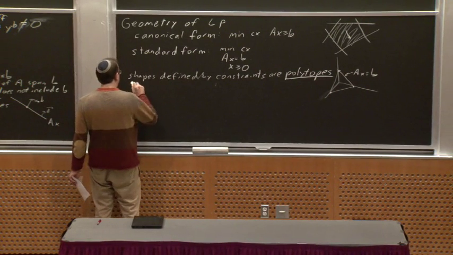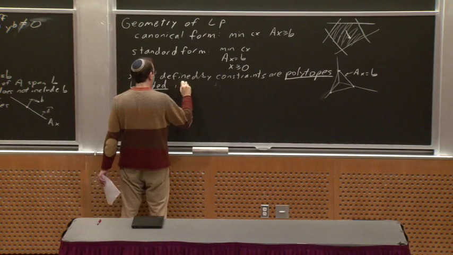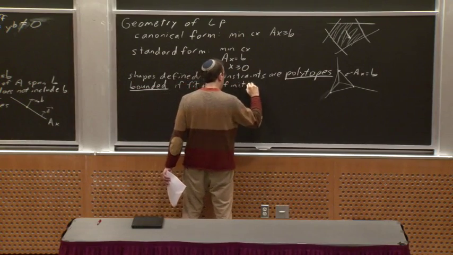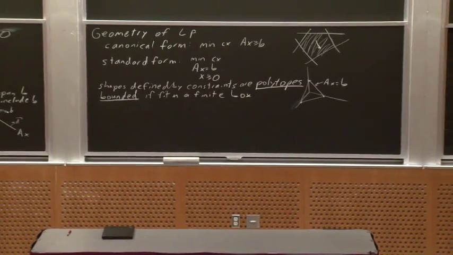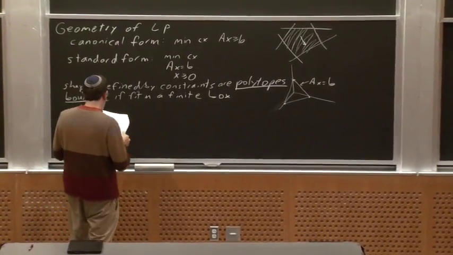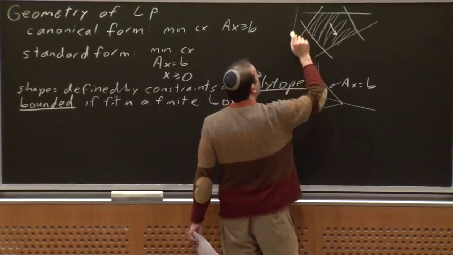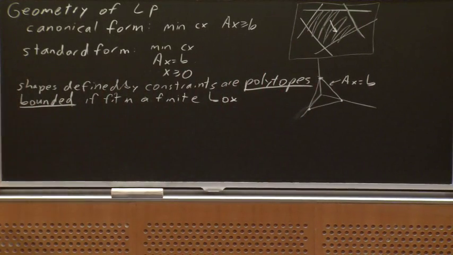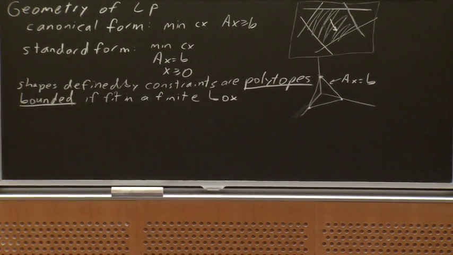Some other definitions. We're going to say that these polytopes are bounded if they fit in a box, a finite box. So both of these polytopes that I've drawn are bounded. In other words, there's some maximum value for all of the numbers that are attained within this polytope, all of the different coordinates. Yes? And the box is an n-dimensional space. That is correct. It is an n-dimensional box.